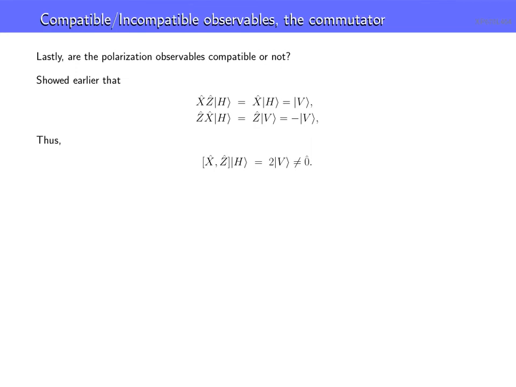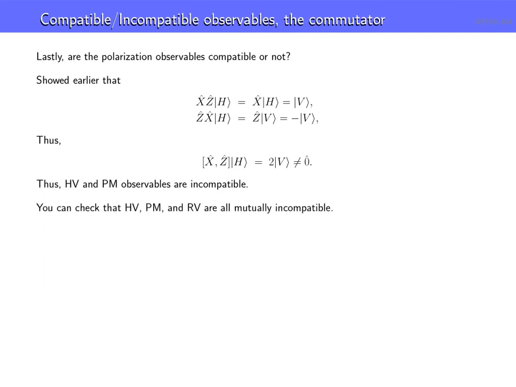It's non-zero, which means that the HV and the PM bases are incompatible. You can't know them at the same time. So you can't have a simultaneous property of HV polarization and PM at the same time. Now, you can go through quickly with those matrices and show that these three bases are mutually incompatible. And this coincides with what we've been saying. The reason we chose these as complementary bases is because we said if we know in one basis, we have no idea what it is in the other, because it's 50-50 outcomes. So it's consistent with that.